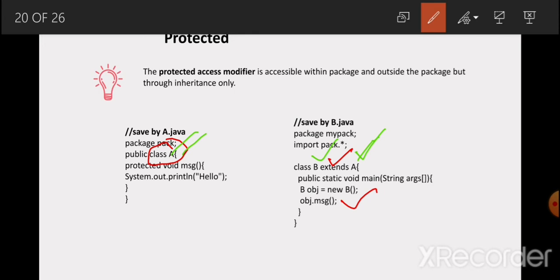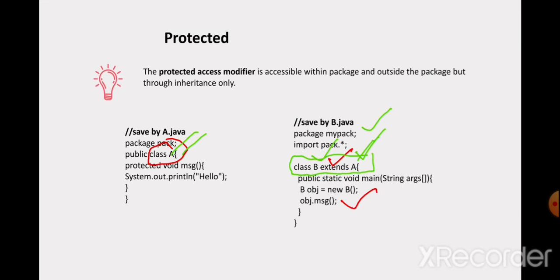So if I use the protected method in this way, this is the way that I can use a protected method inside one package from another package. Here the package name is mypack. If I want to access any protected members in another package, then I have to use this way. Okay, I think you understand.